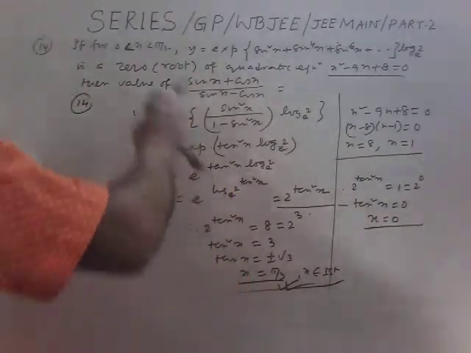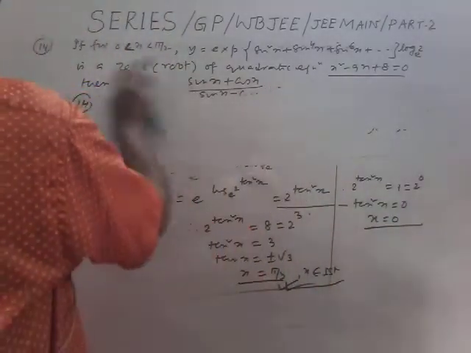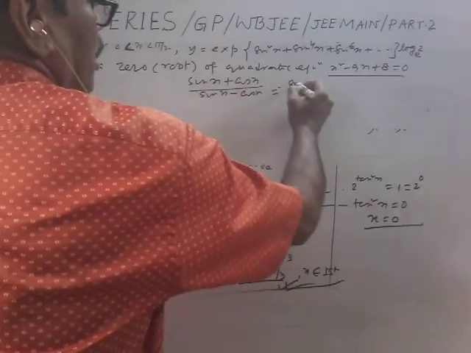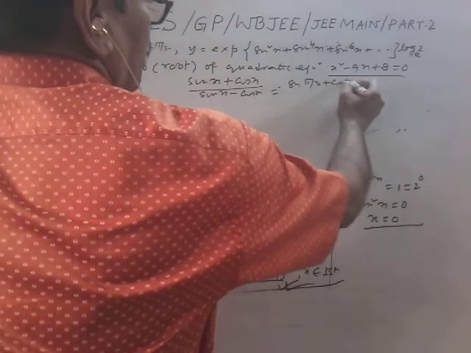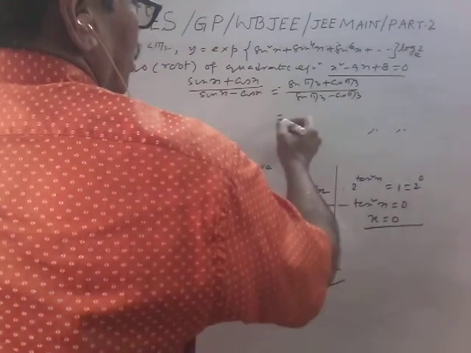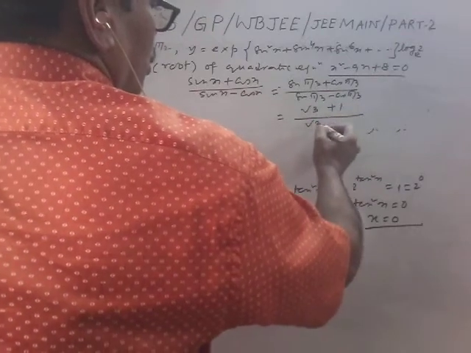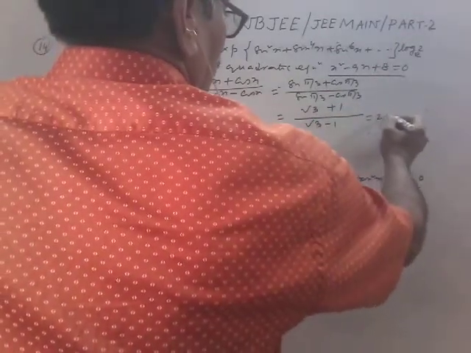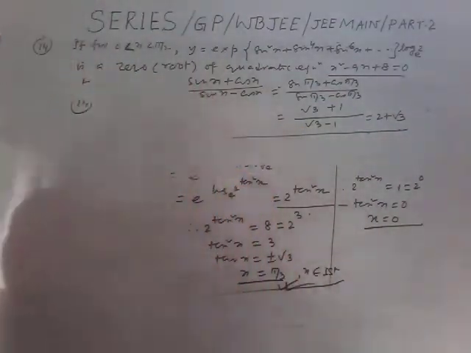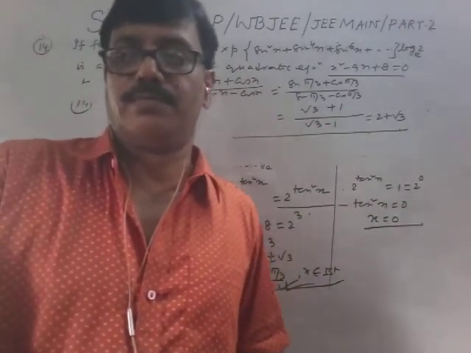Now it is very simple. So what is our expression? sin x plus cos x, sin x minus cos x. So at 60 degrees, sin pi by 3 plus cos pi by 3, sin pi by 3 minus cos pi by 3. So root 3 by 2 plus half, root 3 minus 1. So 2 plus root 3. If we simplify, you get the value. So this is also a simple and most important problem.